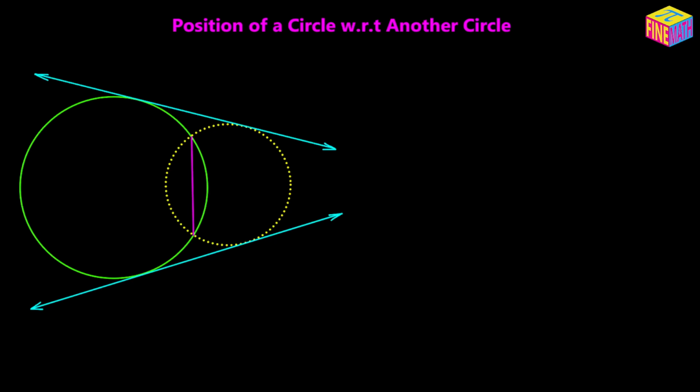Also, it is a chord for the smaller circle. So it is actually a common chord between the 2 intersecting circles. So for this type of relative position of 2 circles, we can have 2 direct common tangents and a common chord. Now let's study the distance between their centers.